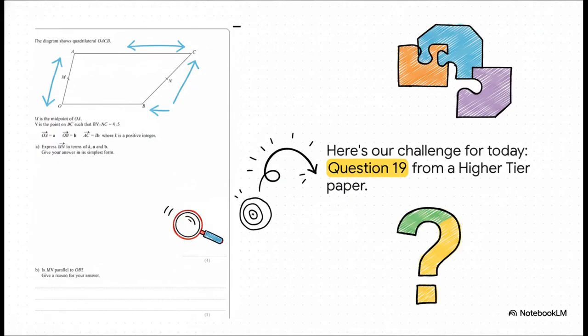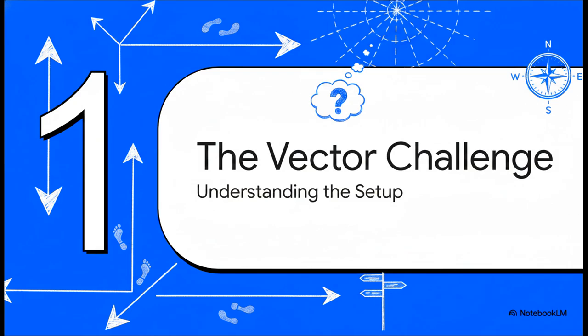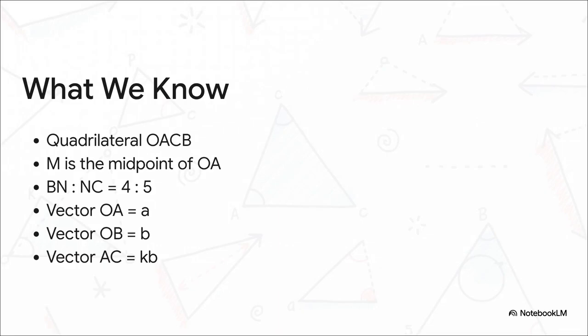Okay, so here it is, our challenge for today. Question 19 from a higher tier paper. Now, at first glance, it might look a bit complicated, but I promise you, it's just a puzzle. All the clues we need are sitting right there in the question. Our job is to piece them all together. Right, first things first, we've got to get our bearings and really understand what the question is telling us. It's super important to identify all the known paths and relationships before we even think about starting our journey. So what are we actually given to work with?